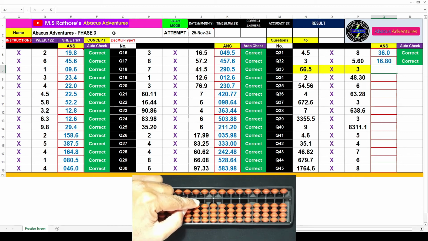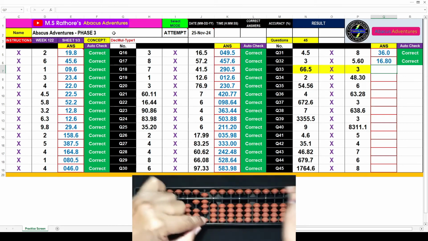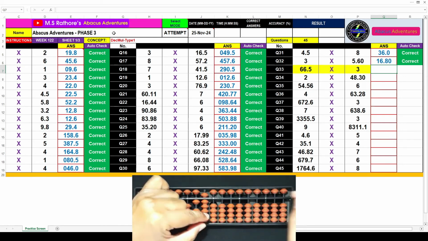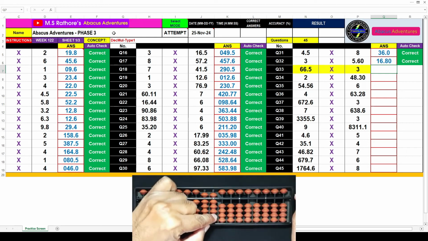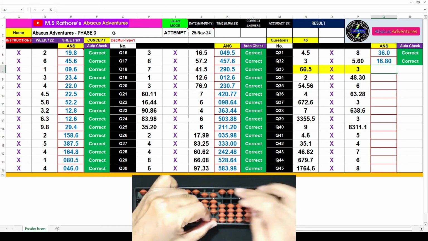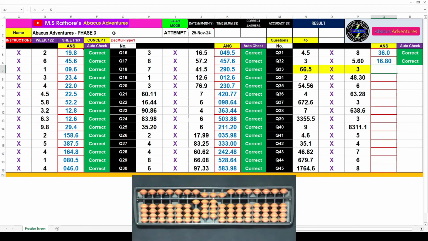First step, 3 6s are 18, shifted. Second step, 3 6s are 18, shifted. Third step, 3 5s are 15, and the answer is 199.5.